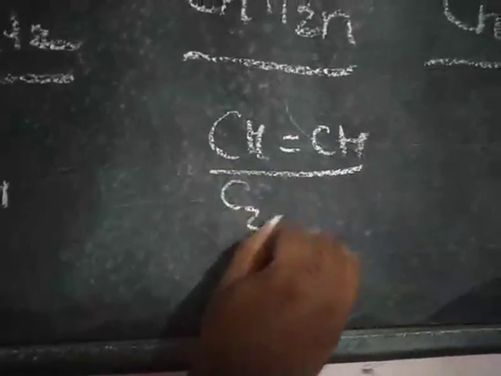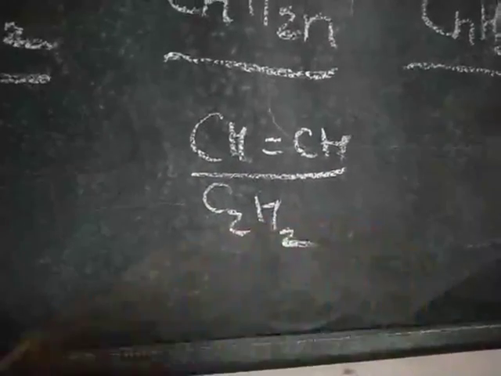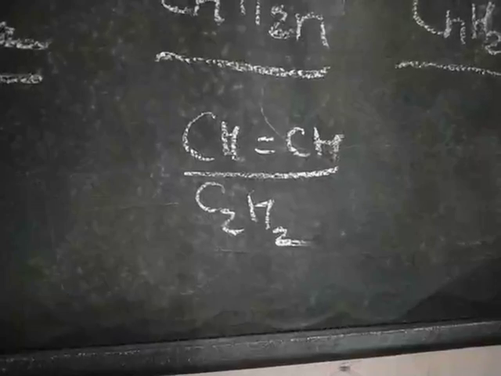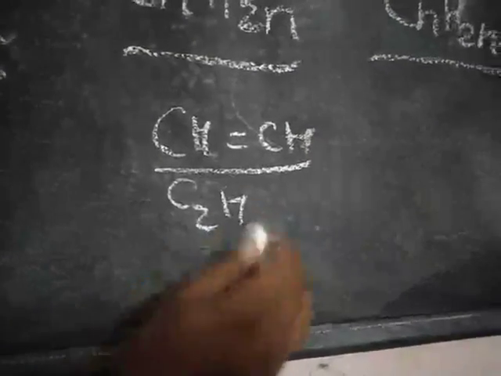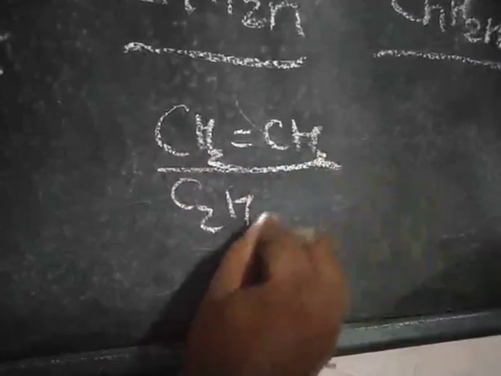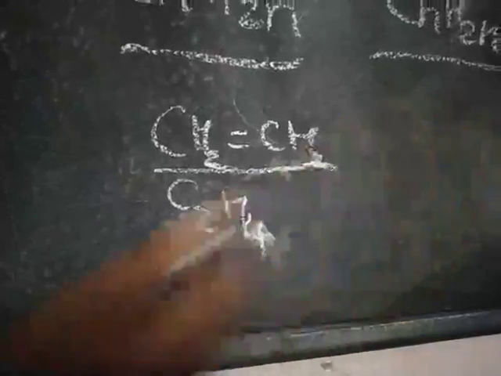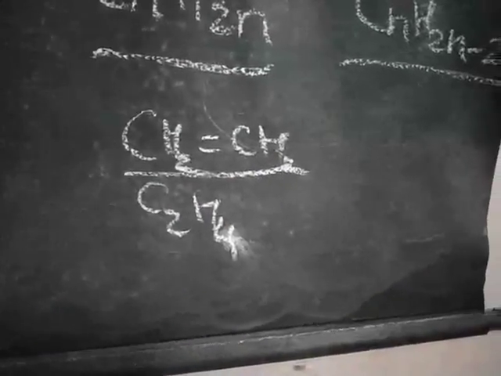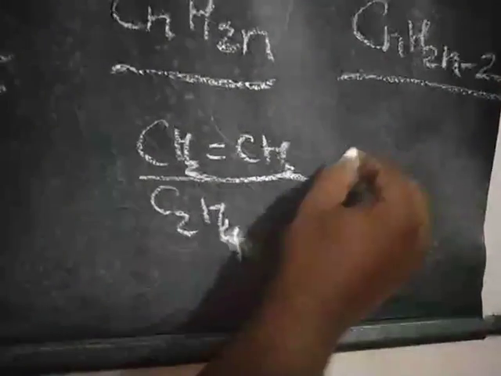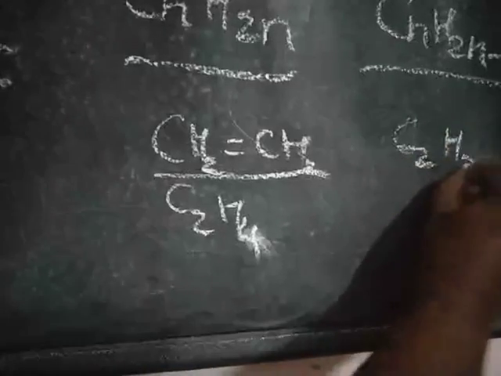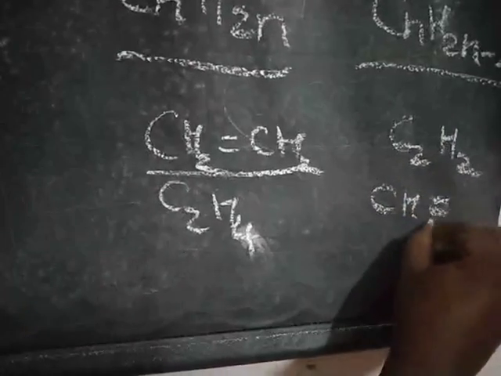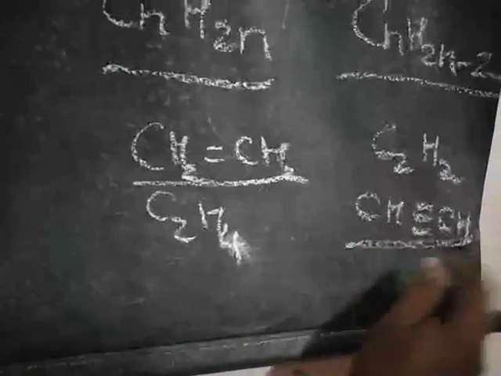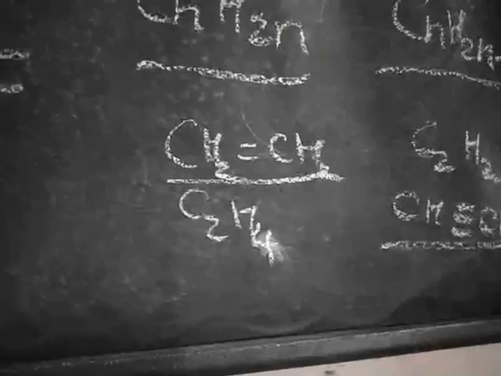For alkene, an example is ethene, CH2=CH2, which is C2H4. For alkyne, CnH2n-2, for example C2H2, HC≡CH.